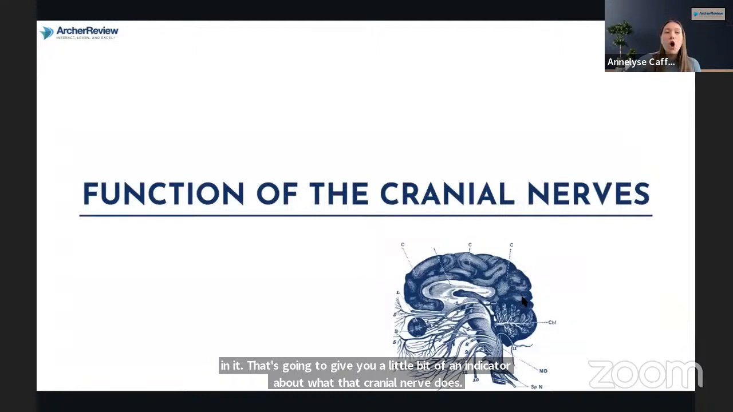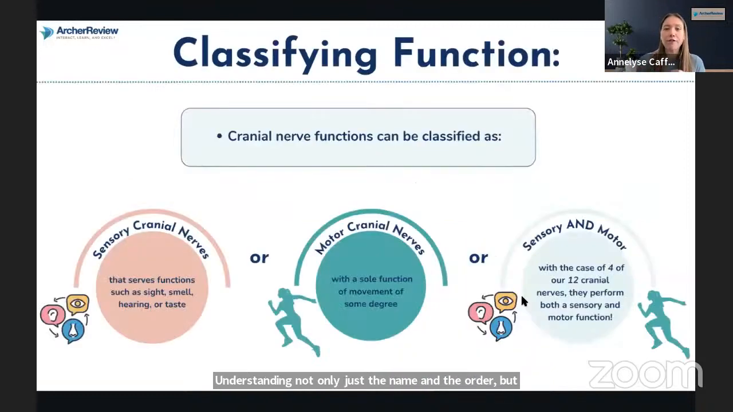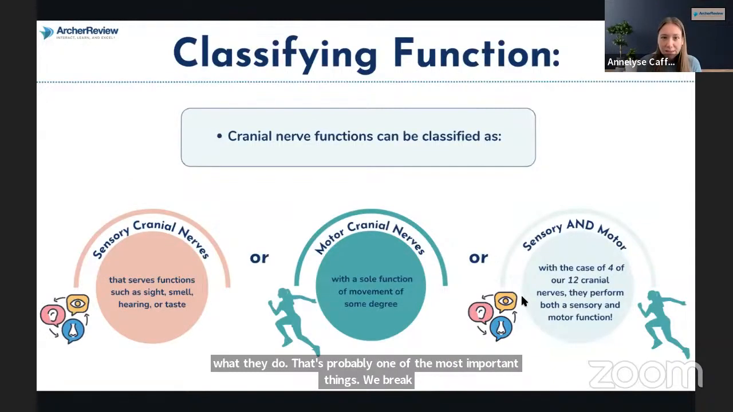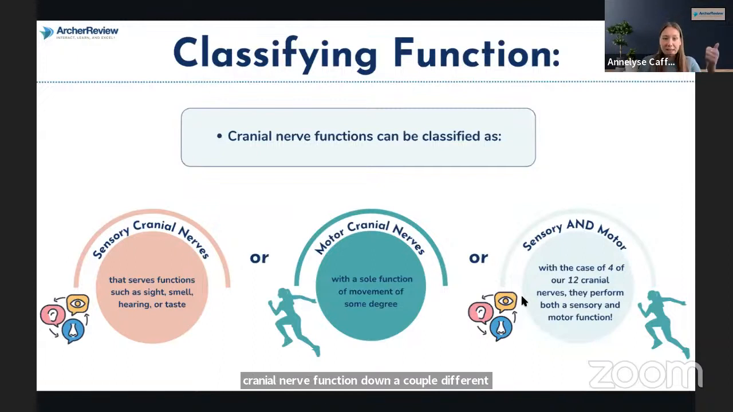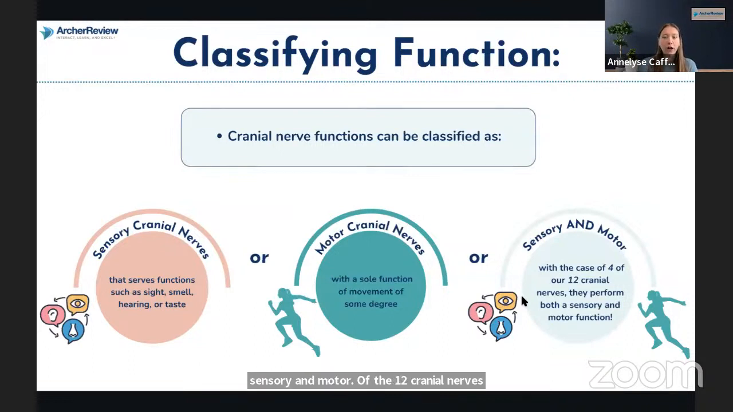You also want to know the function of the cranial nerves. That's going to be super important as well, understanding not only just the name and the order, but what they do. That's probably one of the most important things. We break cranial nerve function down a couple different ways. We classify them as sensory, as motor, and then some cranial nerves, just a few of them, are both sensory and motor. Of the 12 cranial nerves that we have, only 4 of them are considered to be both sensory and motor nerves. So you want to make sure that you know those.